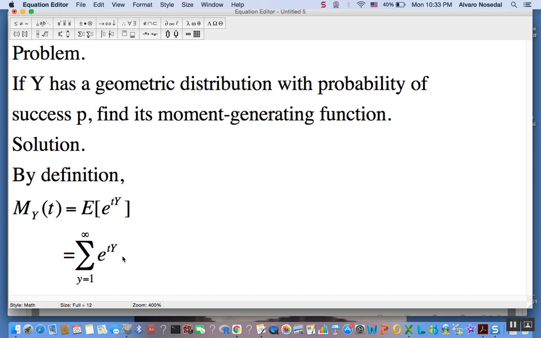And we said in the case of geometric, y represents the number of trials until the first success. So we are going to have (1 minus p) to the y minus 1. We have y minus 1 failures, and then at the next step we have our first success, right? Okay, so that's the probability mass function for geometric, right?